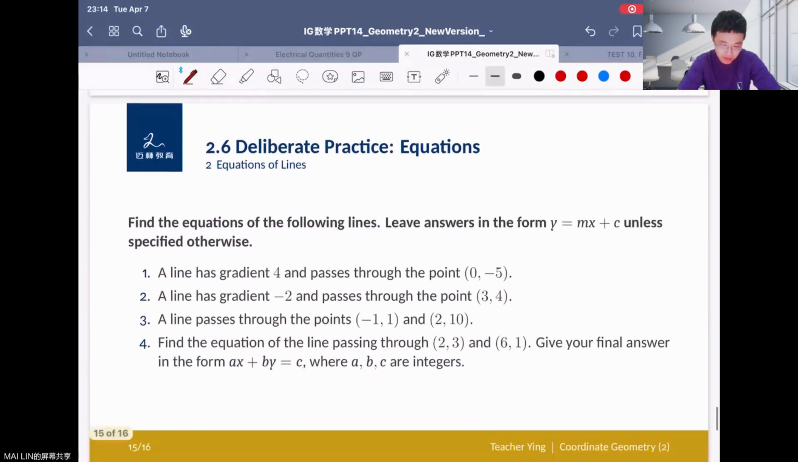And here is also some deliberate practice for you. Okay, so you can just try it yourself. If you want to do it on your own, you can just pause the video. But if you want to follow with me, you can keep on going.